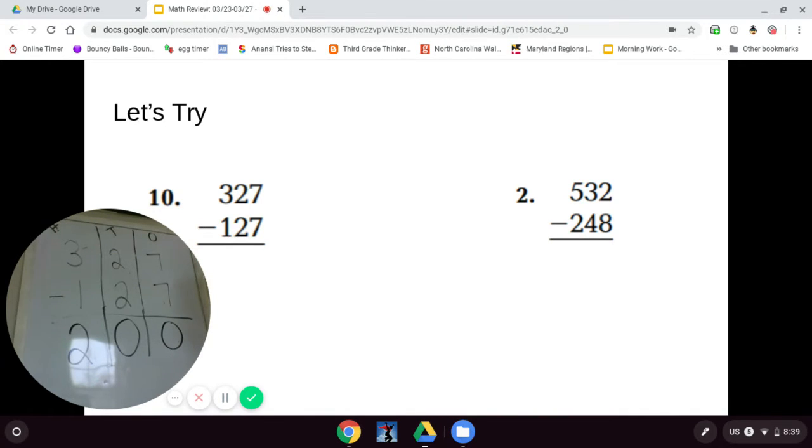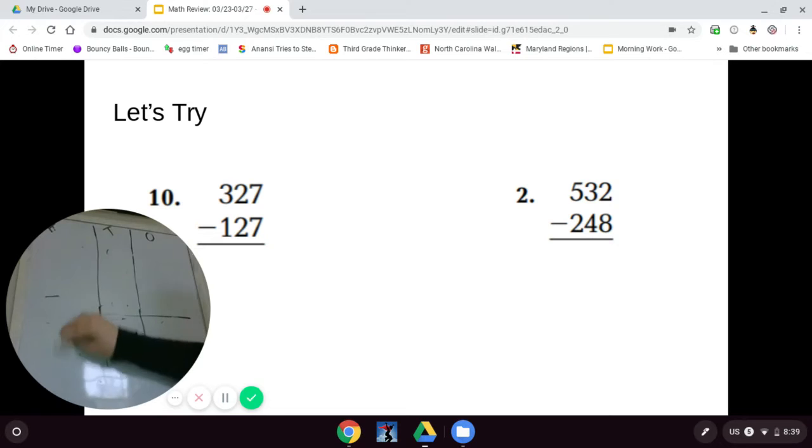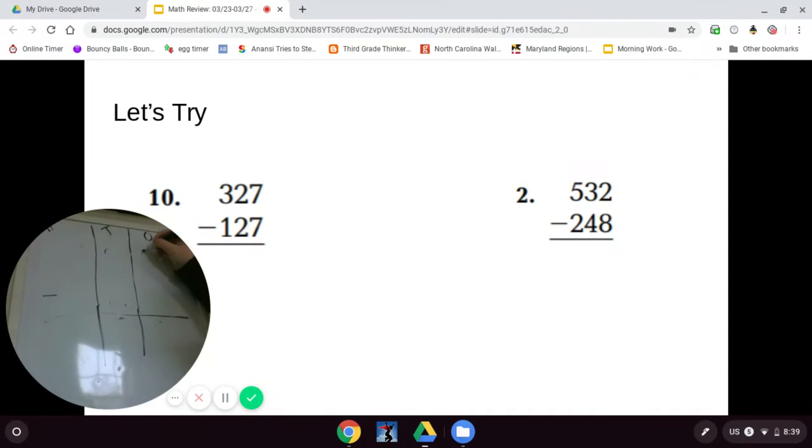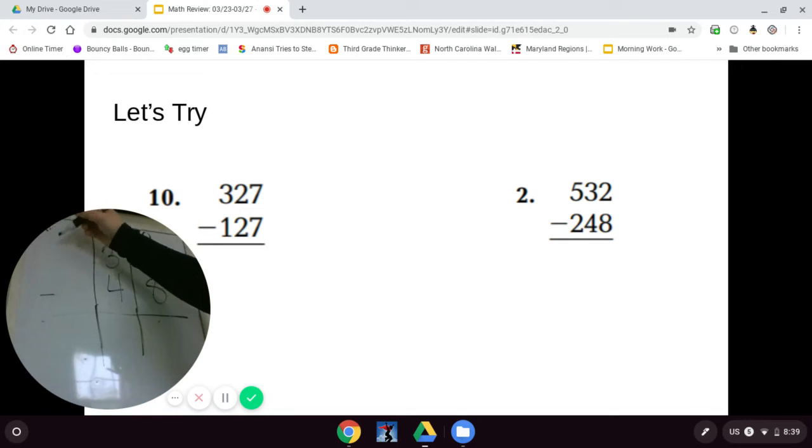Let's try a problem where we have to regroup. Take a look at number 2. In this problem, I can see 532 minus 248. Already, I notice in the ones, I'm going to have to regroup because 2 ones is less than 8 ones. I also notice that 3 tens is less than 4 tens, so I'm going to have to end up regrouping there too. The only place I don't really see myself needing to regroup is the hundreds.